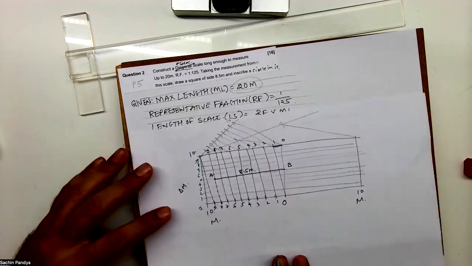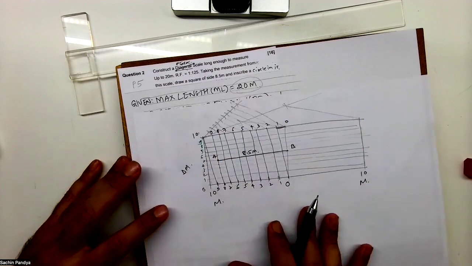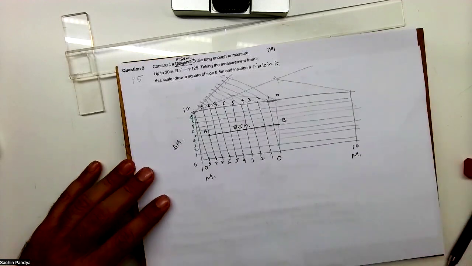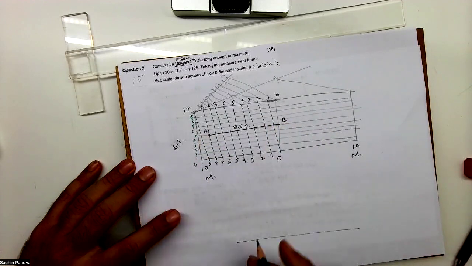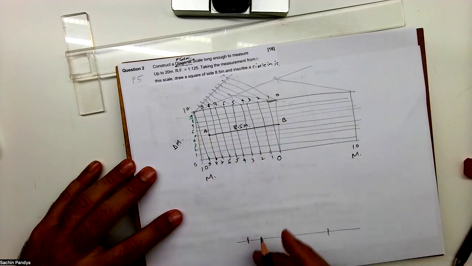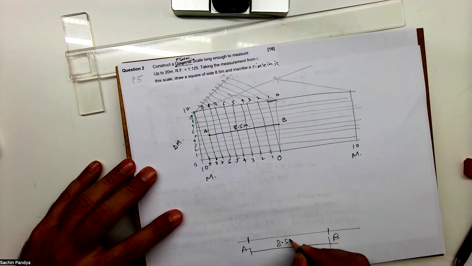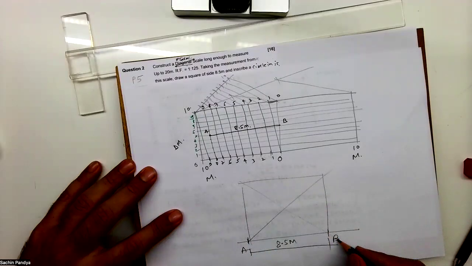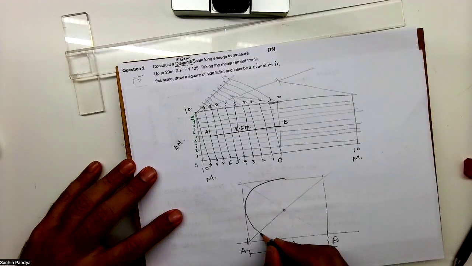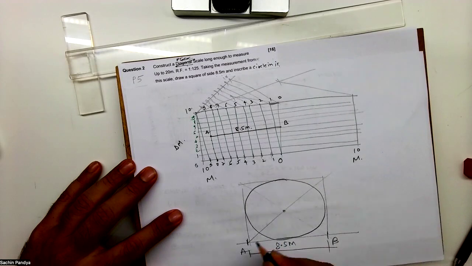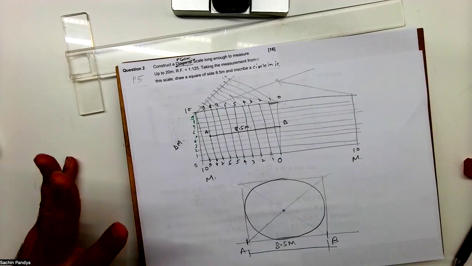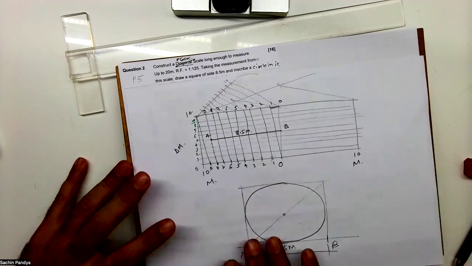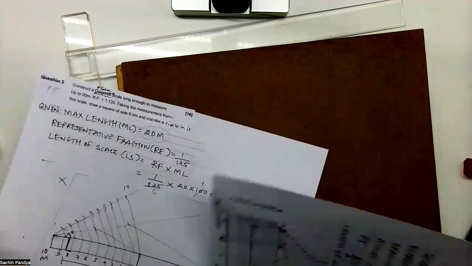And now what you have to do, you have to draw a square of side 8.5 and inscribe a circle in it. So what I will do, I will draw one line. I will mark 8.5. This distance I will take. You have to show marking 8.5 and you draw a square. Then you join diagonal. From this point you can draw circle. This is how you will draw circle inside a square. Got it? So we are done with 5 sums. Now we'll go for the 6th one.